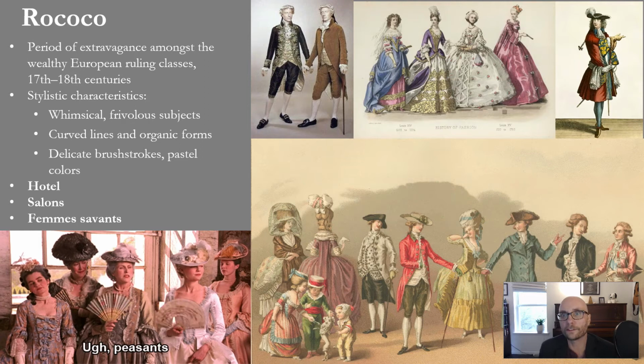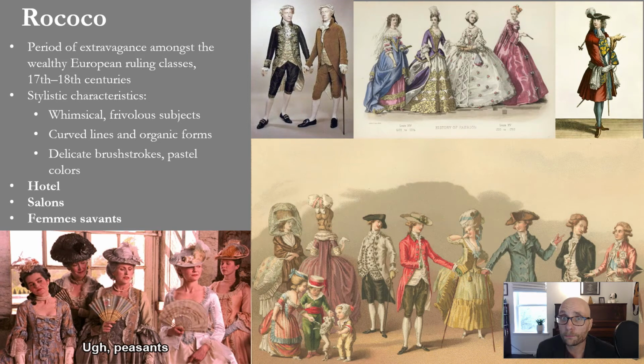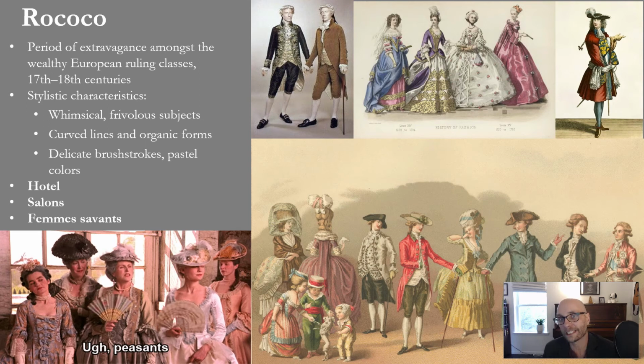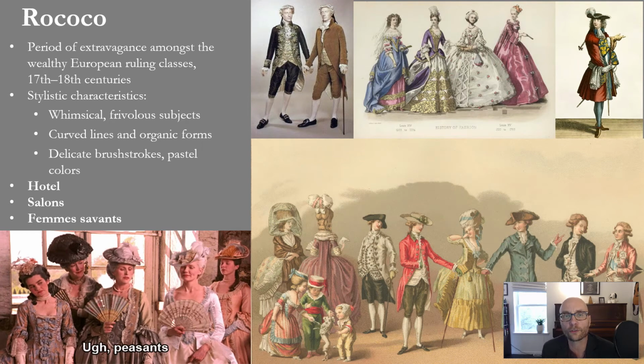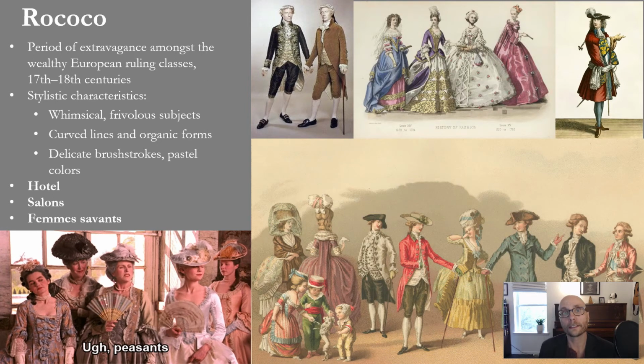So, what were these salons like? Well, you were expected to dress well. You were expected to be knowledgeable. This was a place to be seen. This was a place to show off your money and your fashion sense. But it was also a place to show off your intellect, your schooling, your knowledge of the world.